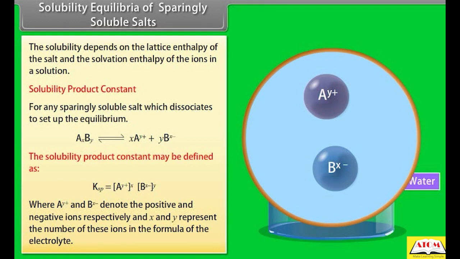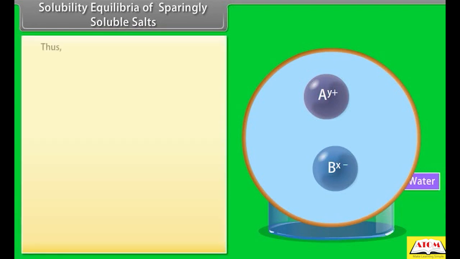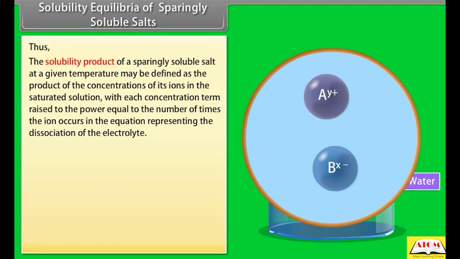where A^y+ and B^x- denote the positive and negative ions respectively, and x and y represent the number of these ions in the formula of the electrolyte. Thus, the solubility product of a sparingly soluble salt at a given temperature may be defined as the product of the concentrations of its ions in the saturated solution, with each concentration term raised to the power equal to the number of times the ion occurs in the equation representing the dissociation of the electrolyte.